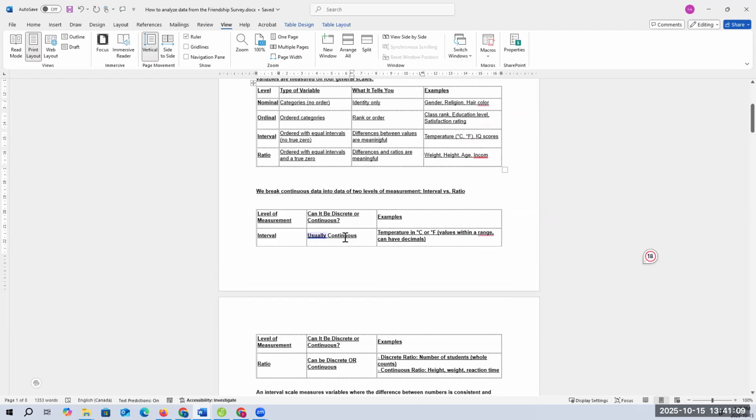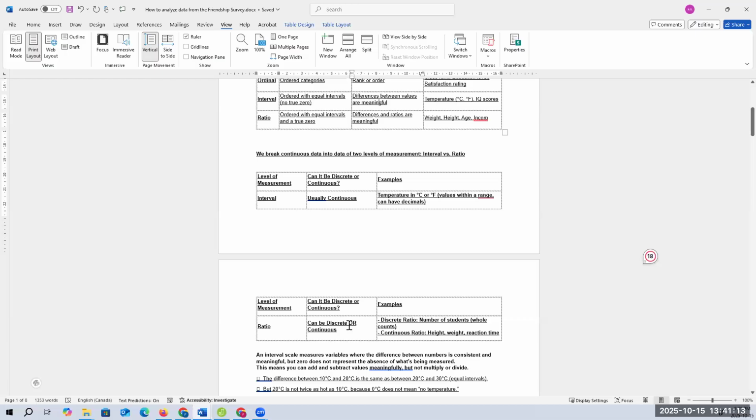Usually continuous in terms of interval can have some decimals, and then for ratio, there does seem to be a discrete ratio and a continuous ratio. So we can think of continuous ratio in terms of height, weight, reaction time. Reaction time is in decimals. Weight can also be in decimals. Height can also be in decimals, 5.3 inches and so forth, 5.8. And number of students is a whole number, so these are not decimals.